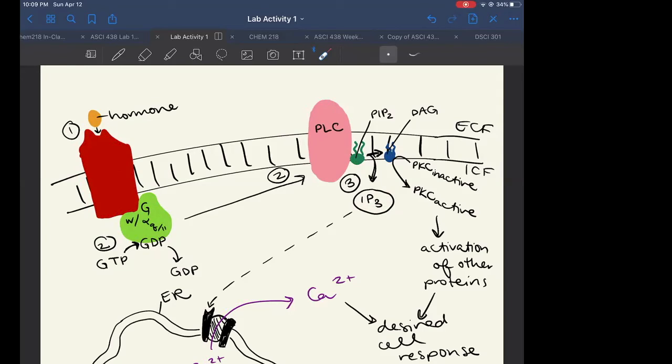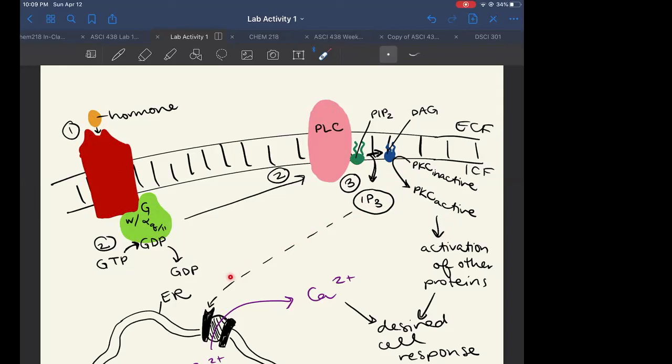DAG will remain associated with the cell membrane, but it's going to be involved in activating PKC. And then PKC, or protein kinase C, can then activate other cytosolic proteins, resulting in the desired cellular response. IP3, on the other hand, can also lead to a desired cellular response.